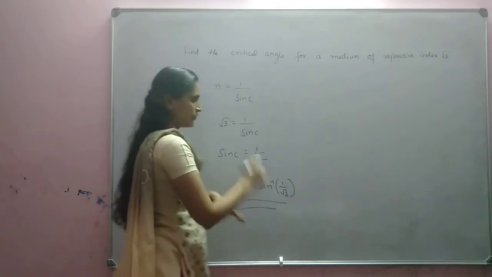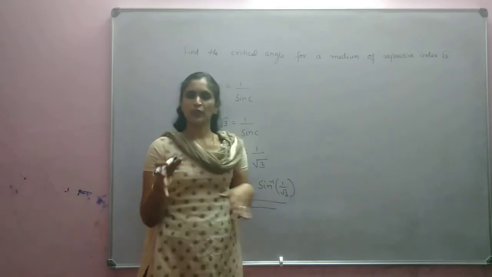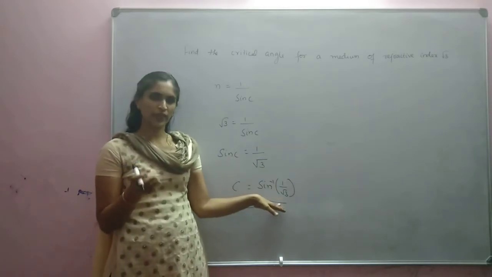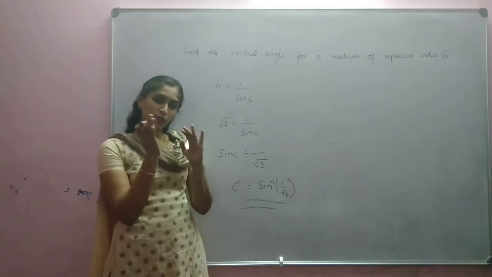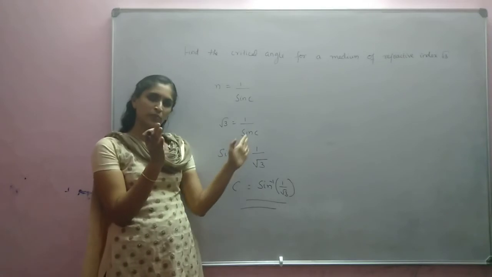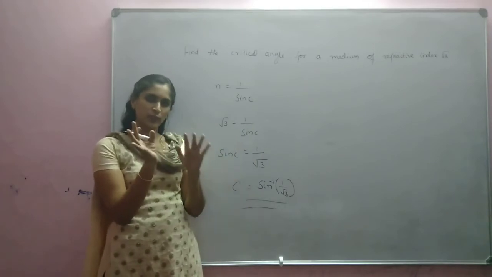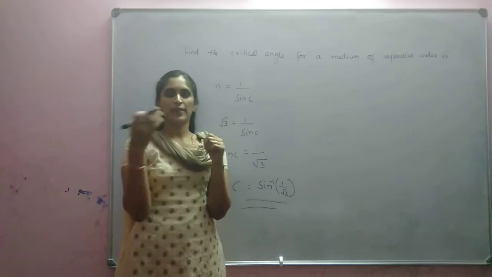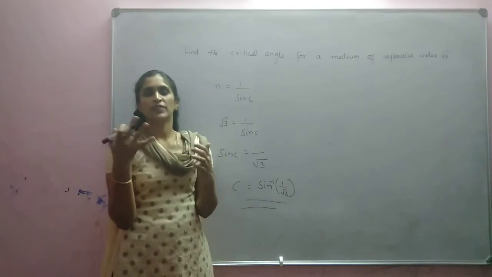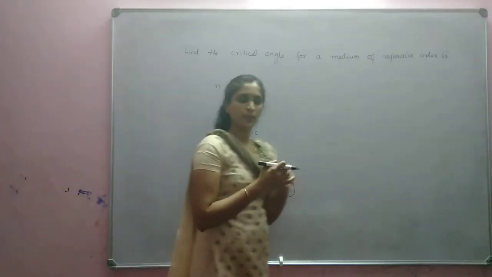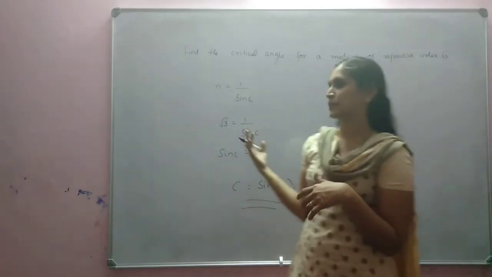So you can simplify this. Root 3 value you can substitute as 1.732 and 1 by 1.732 you can find, and corresponding to which that angle is there. Corresponding to this value of 1 by root 3, after doing that calculation you can see in the sine table for which angle of sine that value is there, that you can know. Okay, so we will discuss the next one.